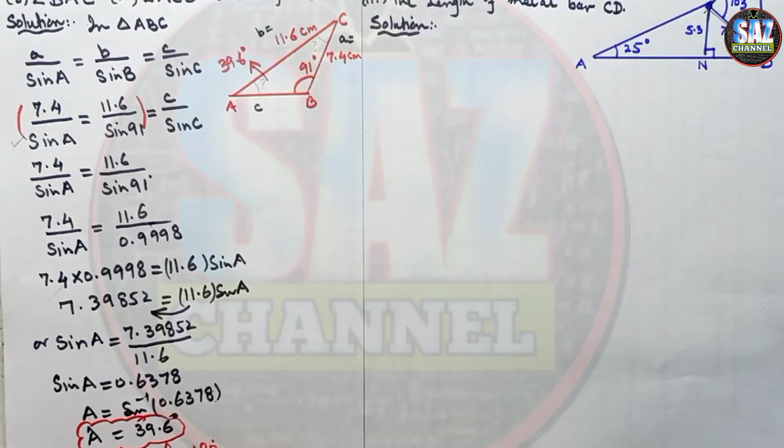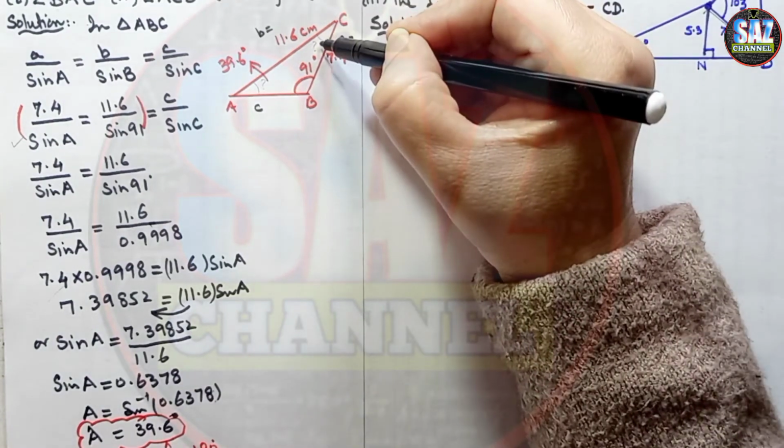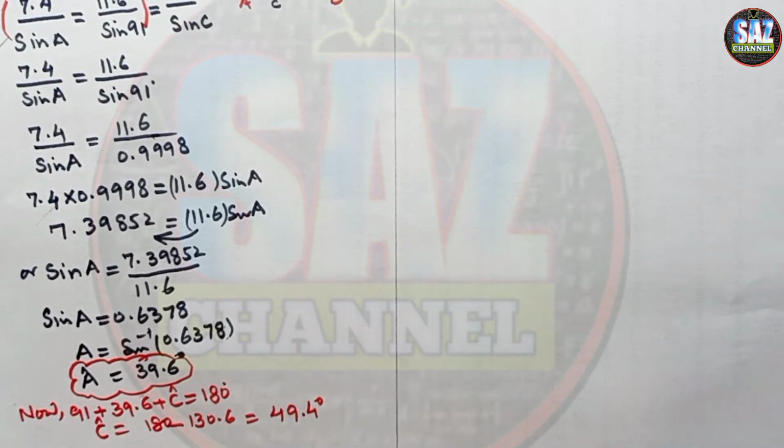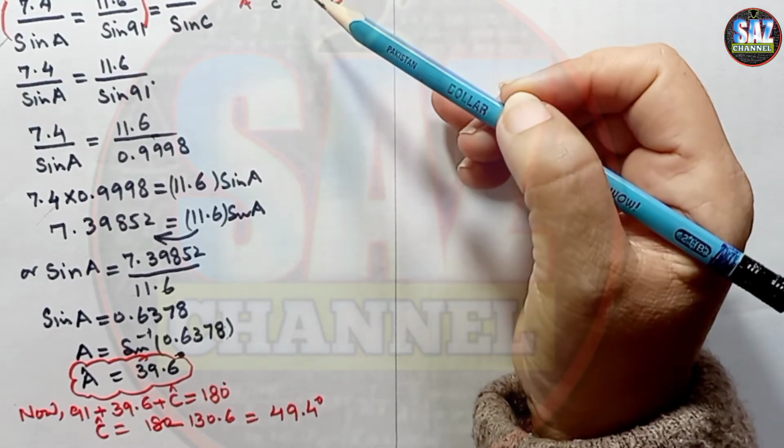Okay, and then I have to write the value of angle C over here, that this is 49.4 degrees. Let me check my calculation again. 91 plus 39.6 is 130.6, and I have to take it away from 180 degrees, and this gives me 49.4. 49.4 plus 39.6 plus 91 is 180 degrees. It means that my calculation for angles is correct.